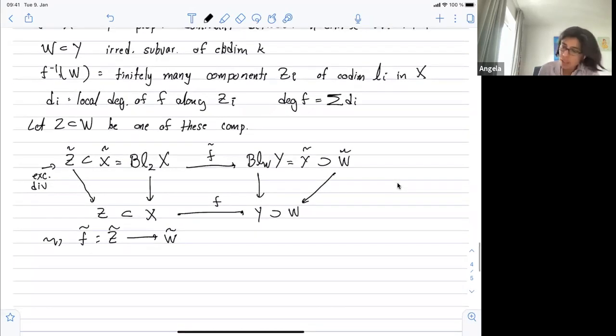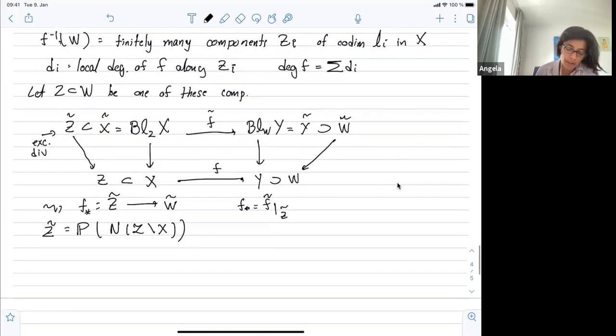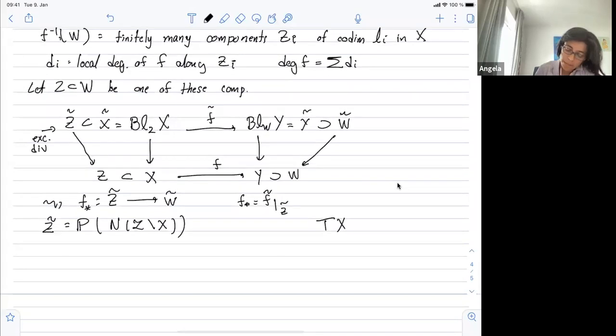Let's call it, in Donaghi's notation, f tilde restricted to Z tilde. But what is this Z tilde? From the definition of blow-up, Z tilde is the projectivization of the normal bundle of Z over X. You have the tangent space to X, and in each point it decomposes into the tangent space to Z plus the normal bundle of Z over X.